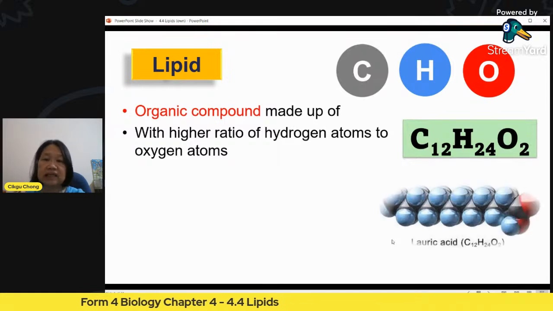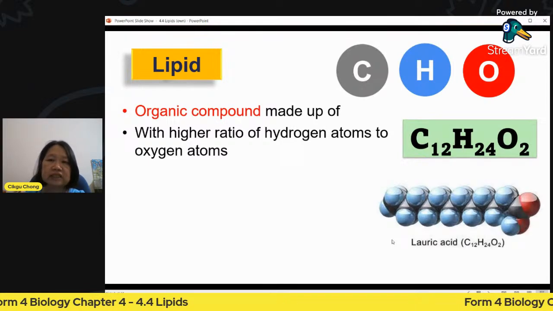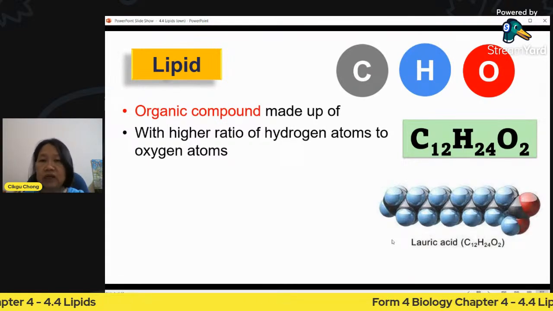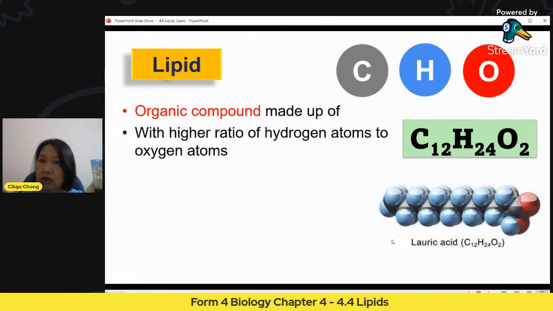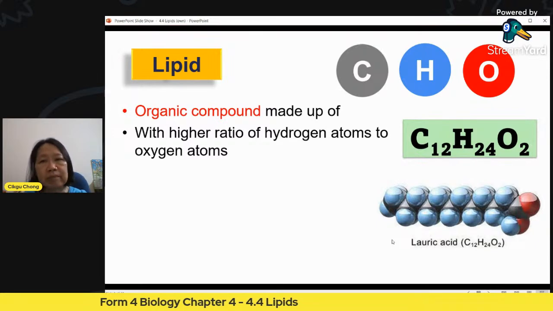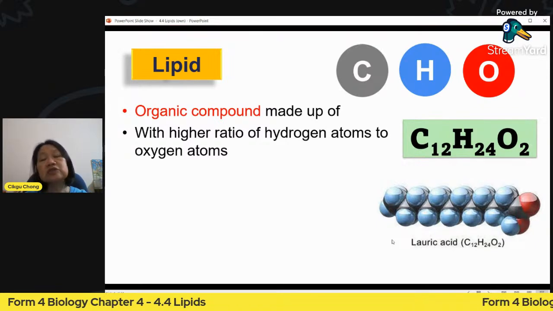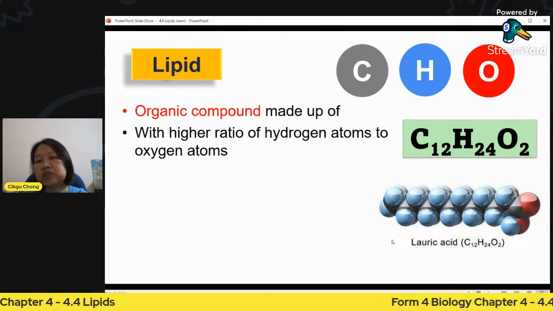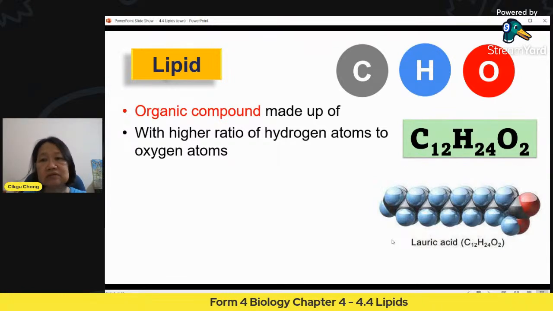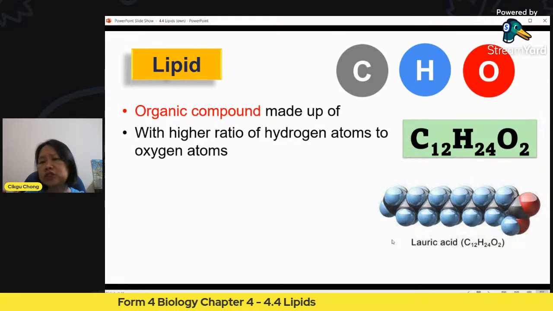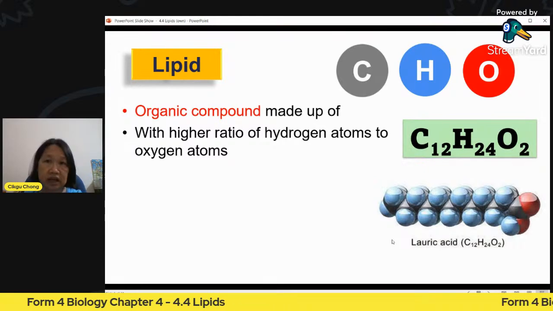Now this is an example of lauric acid, which has the molecular formula C12H24O2. Do not worry, you don't need to remember the formula. You just need to know that if I give you a picture, you should be able to recognize this is a fatty acid, because it has long chains of carbon and hydrogen.